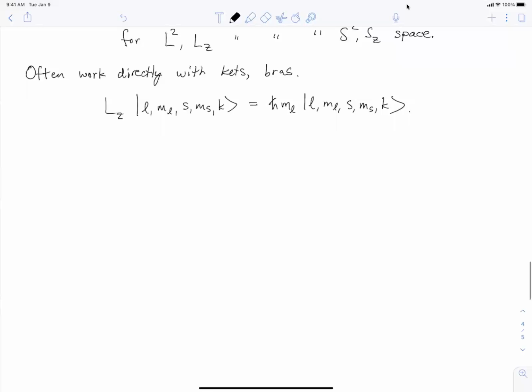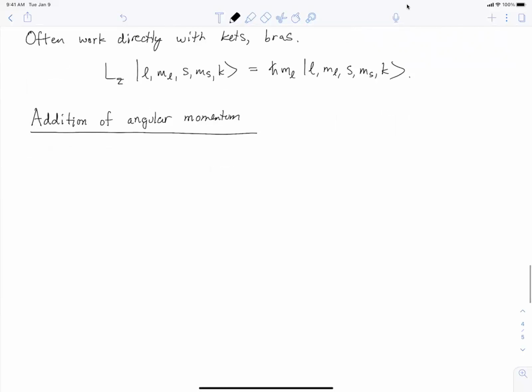All right, so as this example shows, one thing we want to do is we want to be able to add angular momenta in general. This is the problem of addition of angular momentum. It has a whole chapter in the book because it's so common. So here's the general statement of what we're trying to do. So recall that a generic angular momentum operator satisfies the following properties.